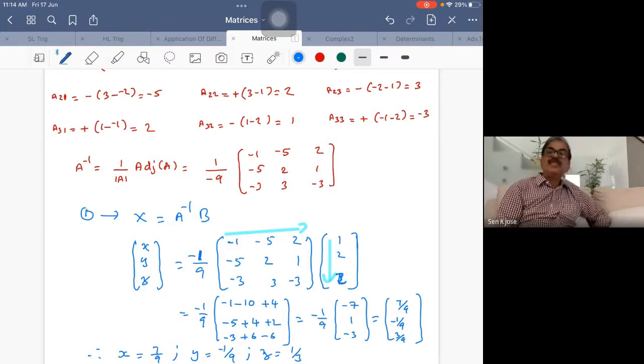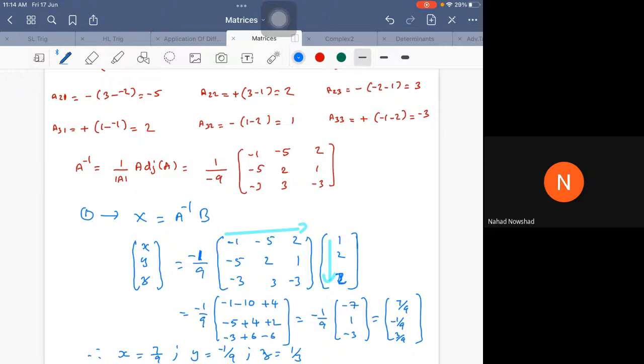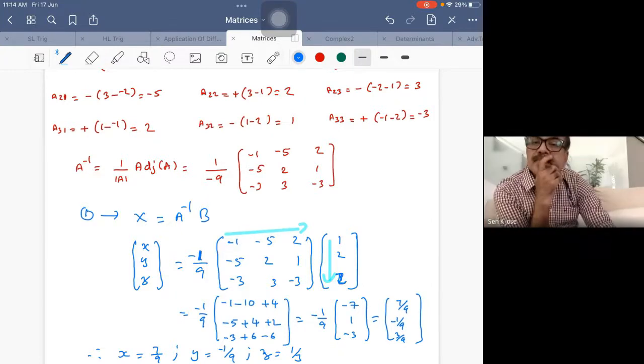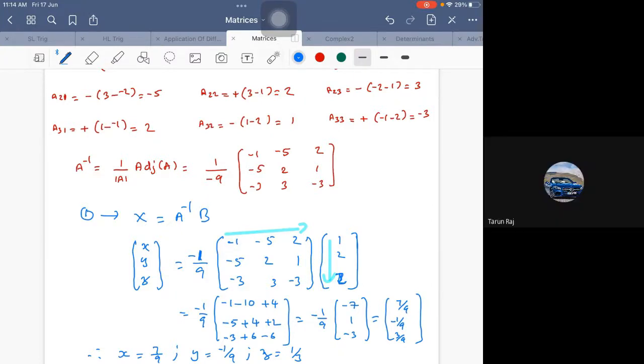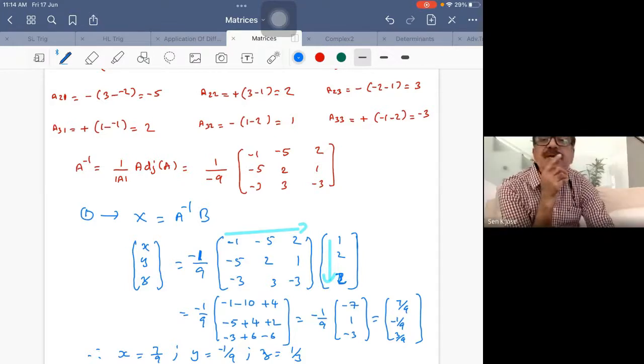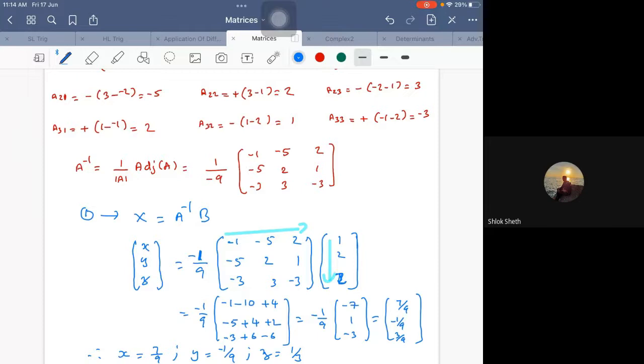How many of you got this answer? Nahar? Yes, I got the same answer. Arun? Yes, sir, I got it. Okay. Shlok, did you get it or are you still working on it? Yes, sir, done. Sir, could you explain that pre-multiplying step once?